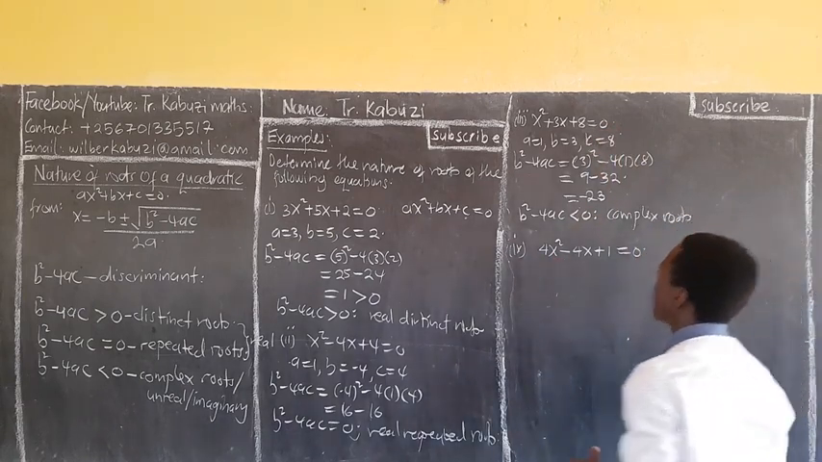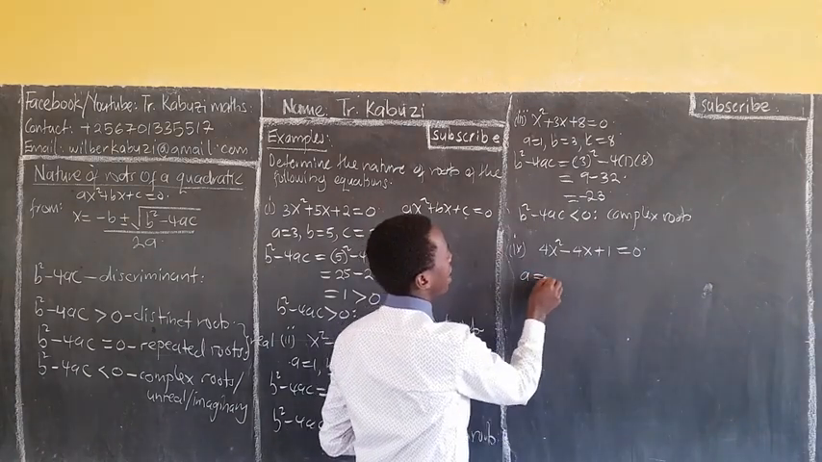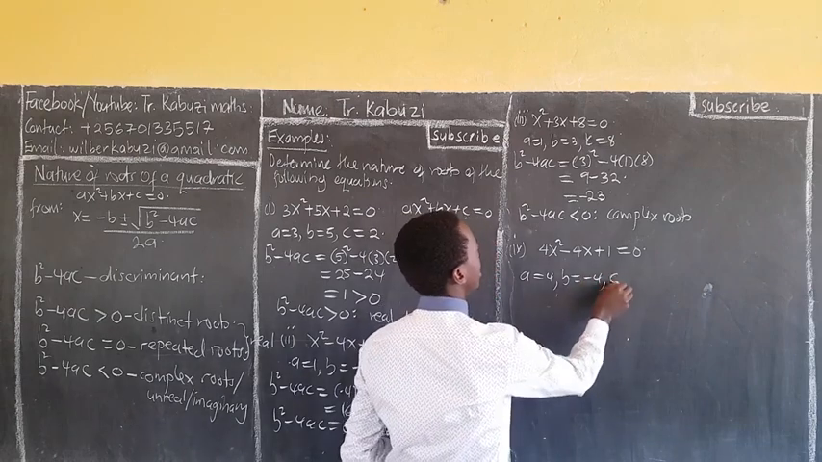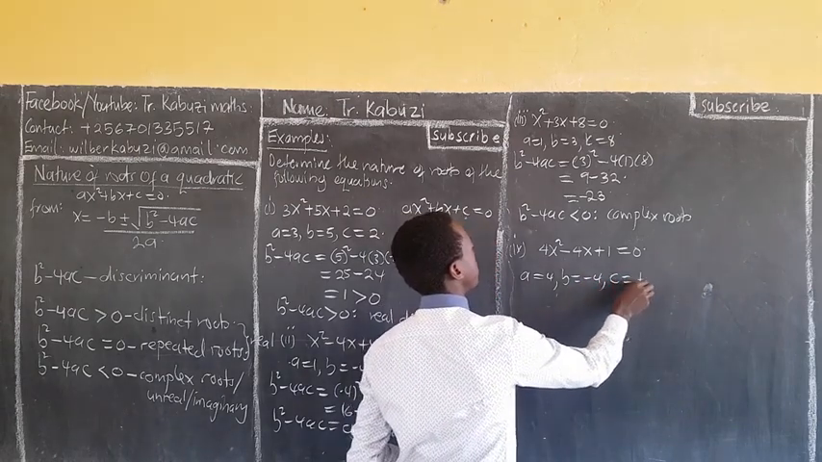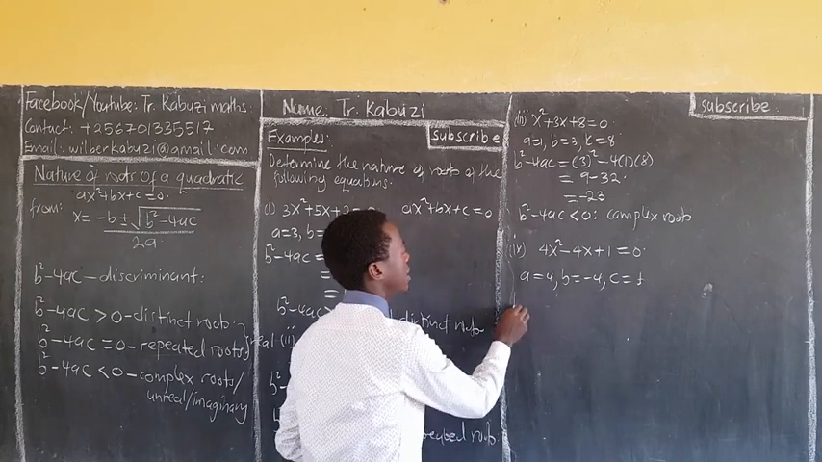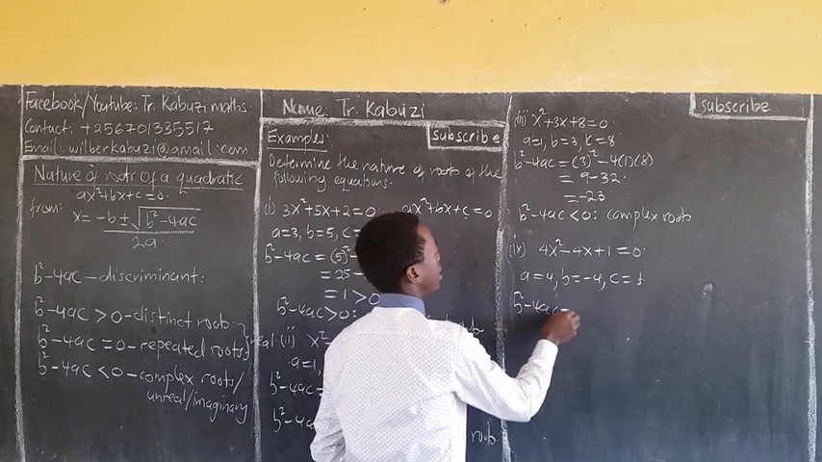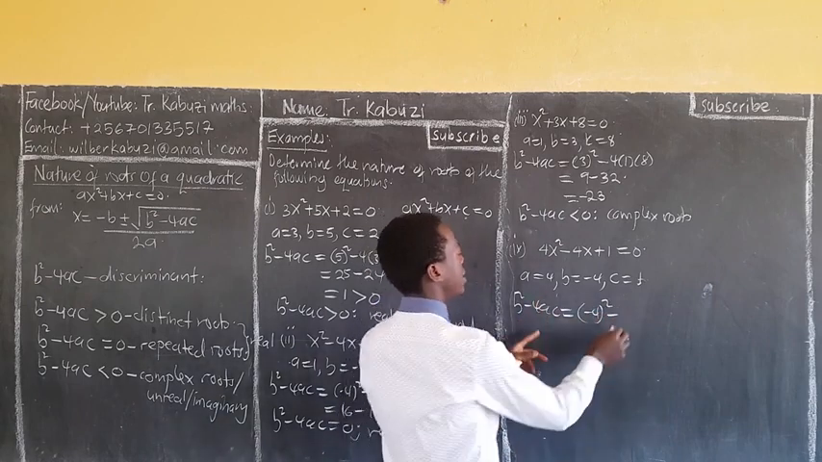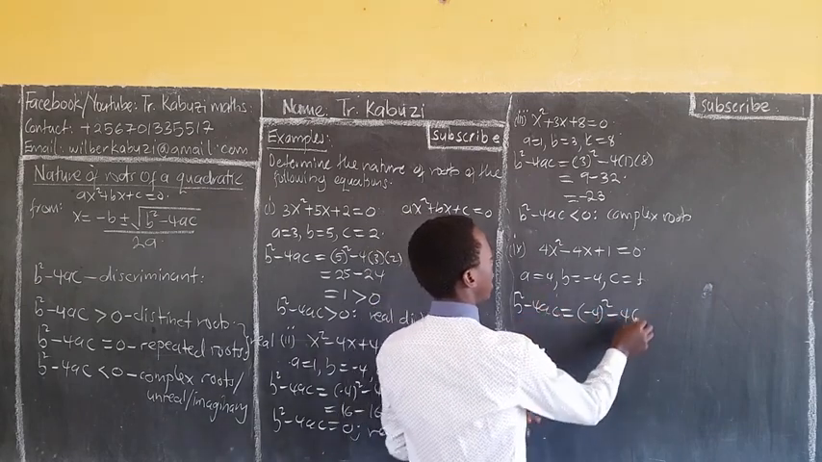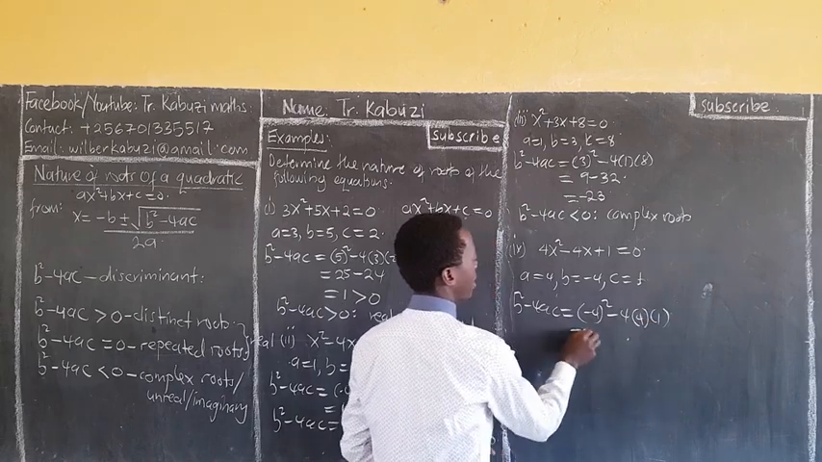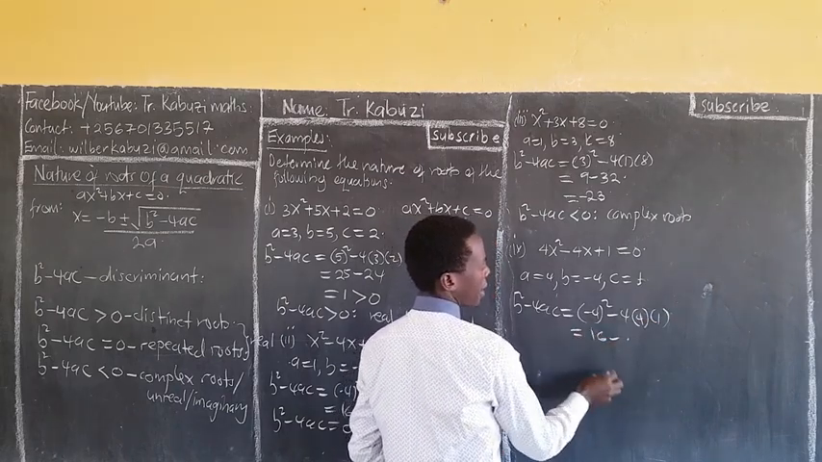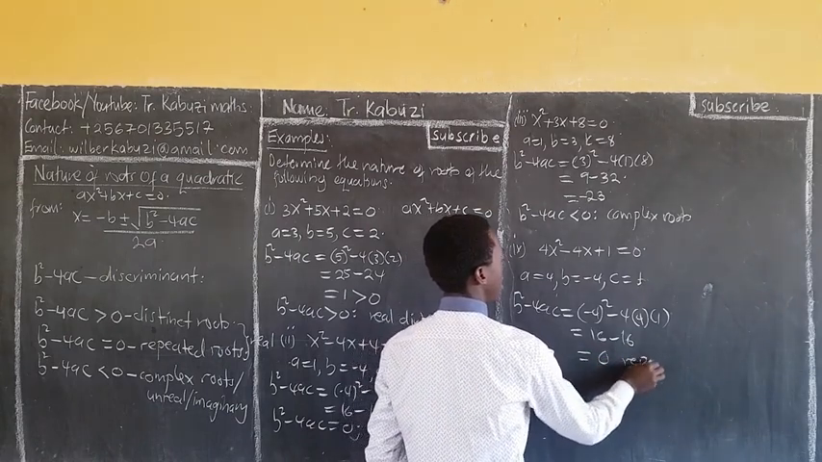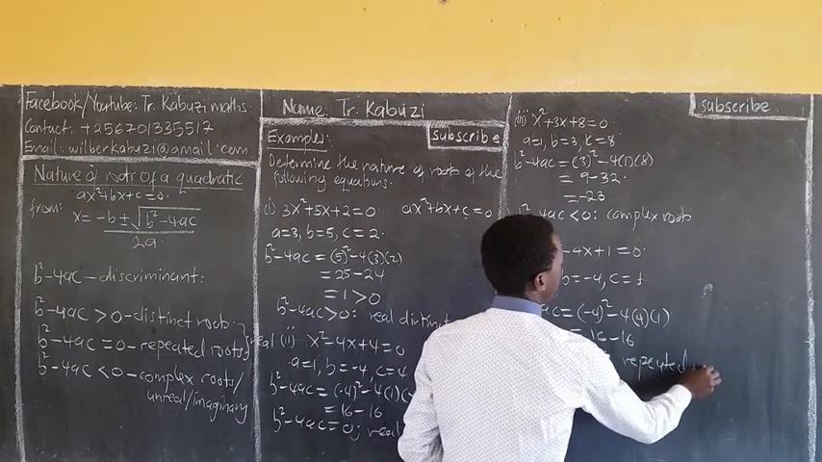If I end with this one, my a is 4, my b is negative 4, and my c is 1. So you can put into b squared minus 4ac: negative 4 squared, then minus 4 times 4 times 1, which will give you 16 minus 16, which is 0. So these roots are going to be repeated roots.